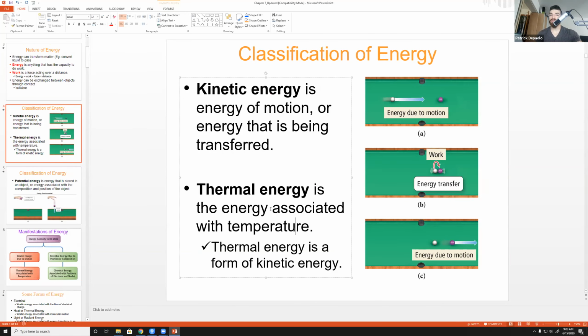So thermal energy is basically a type of kinetic energy that is with respect to the temperature of the molecules. So a higher thermal energy means that the molecules are moving faster, meaning higher temperature, faster molecules. That's a concept that I always stress in this class. Higher temperature, faster molecules, and more degrees of freedom of the molecules. And thermal energy is a type of kinetic energy because it is the energy of motion dependent on temperature.